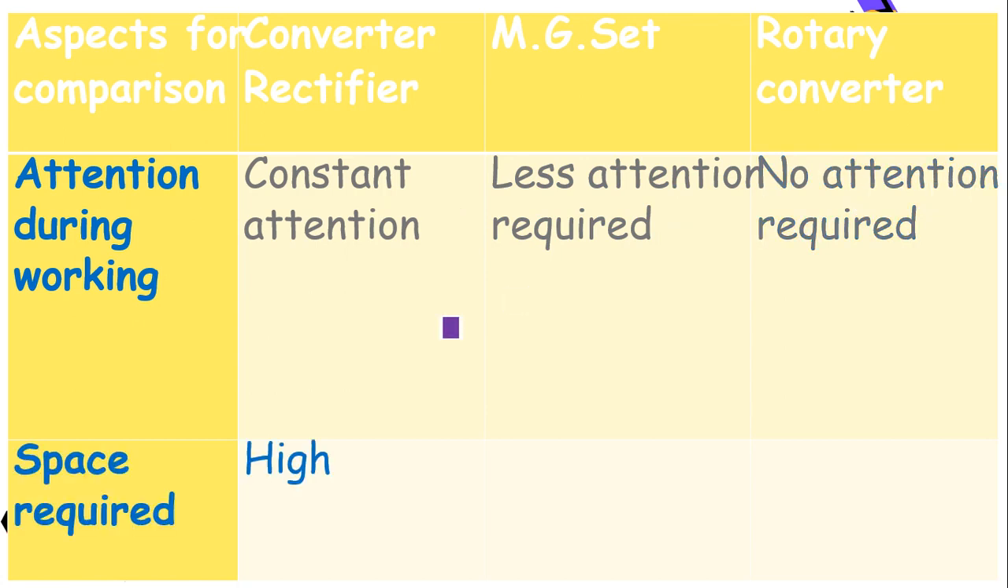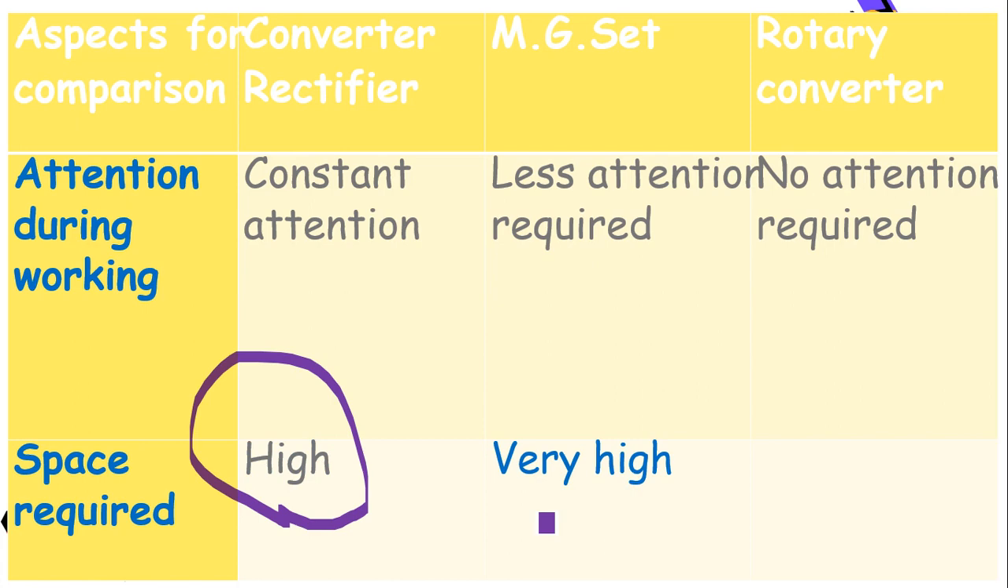Space required, let us see. For the same capacity machine, a bigger rectifier will have high space requirement due to its heat transfer requirements and other conditions. And the MG set has a very high requirement because two machines are there. And the rotary converter has comparatively lower space requirement because it is a single machine.